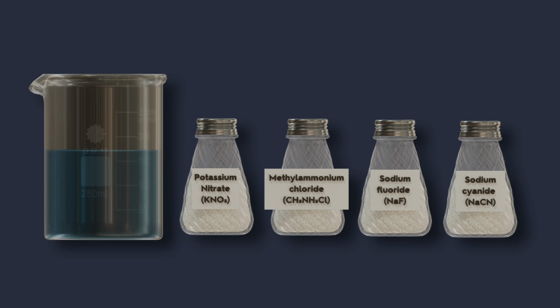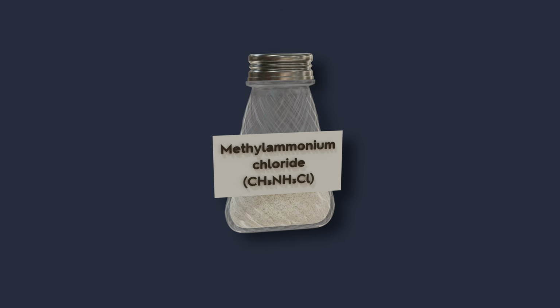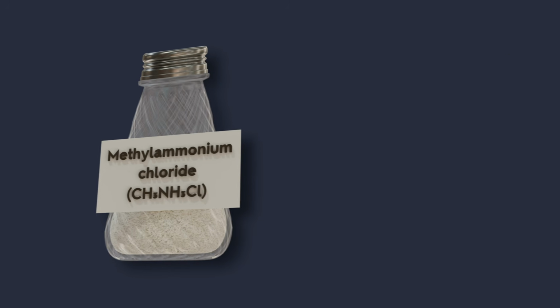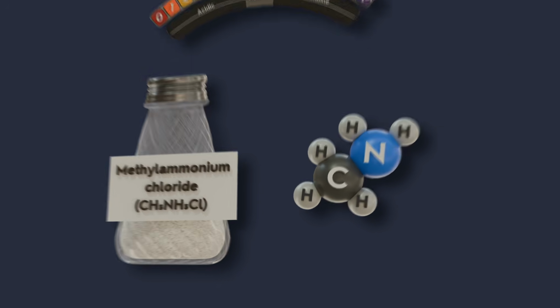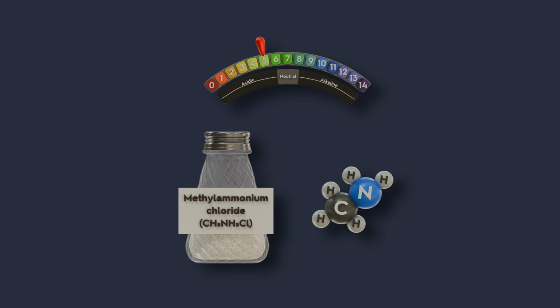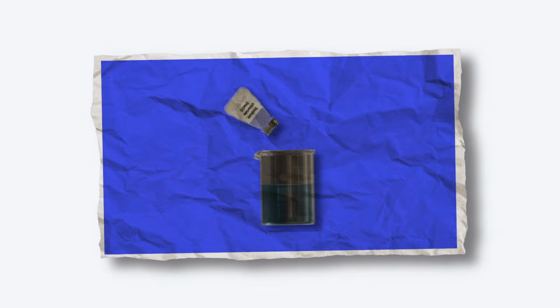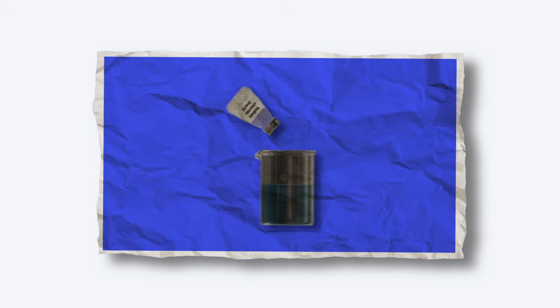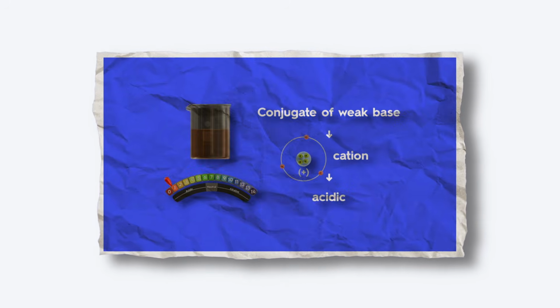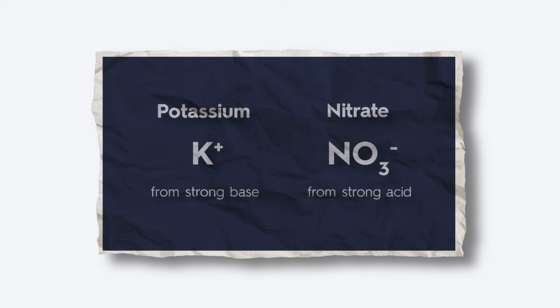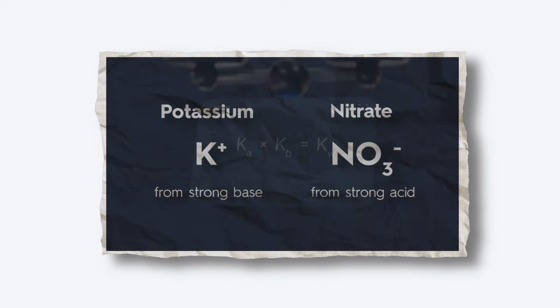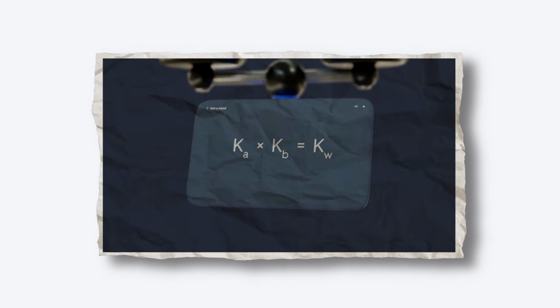The acidic salt is methylammonium chloride. Methylammonium is the conjugate acid of a weak base, so it donates protons a little, shifting water toward hydronium and lowering the pH. Quick checkpoint. To figure out a salt's acid-base behavior, start by identifying each ion. Is it acidic, basic, or neutral? Then check what it's the conjugate of, and finally, compare its strength to water's autoionization.